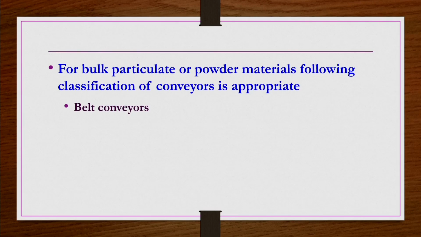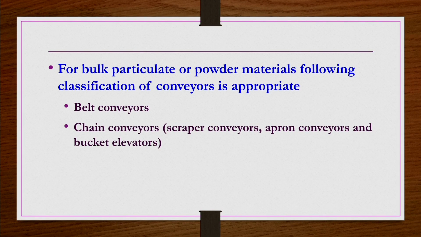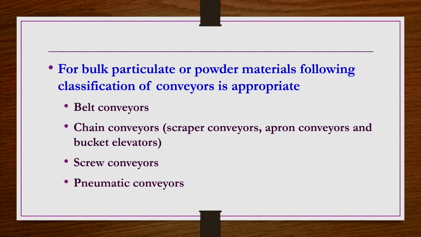Different types of classifications of conveying equipment are in general possible for a given type of bulk particulate or powder material. However, the most appropriate one is presented here. So, there are 4 primary types of conveyors available. One is the belt conveyor, another is the chain conveyor, the next is the screw conveyor, and then pneumatic conveyors.